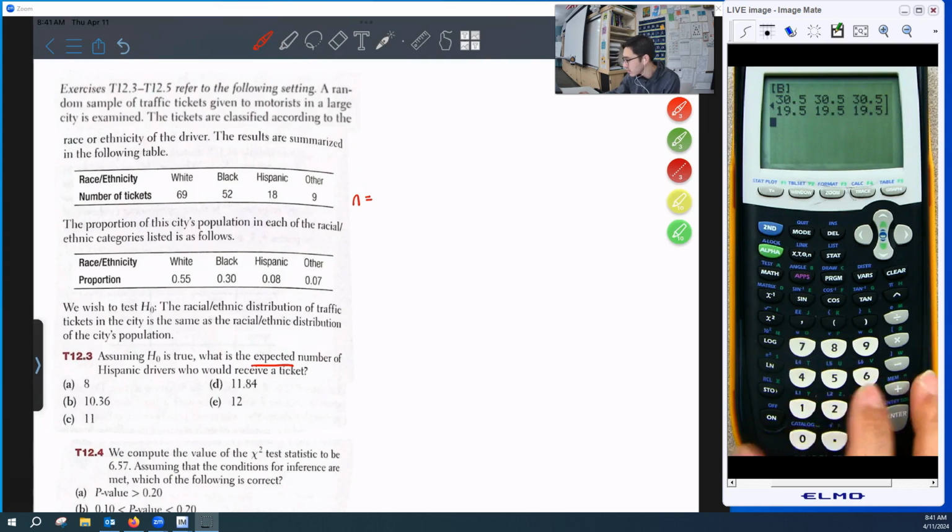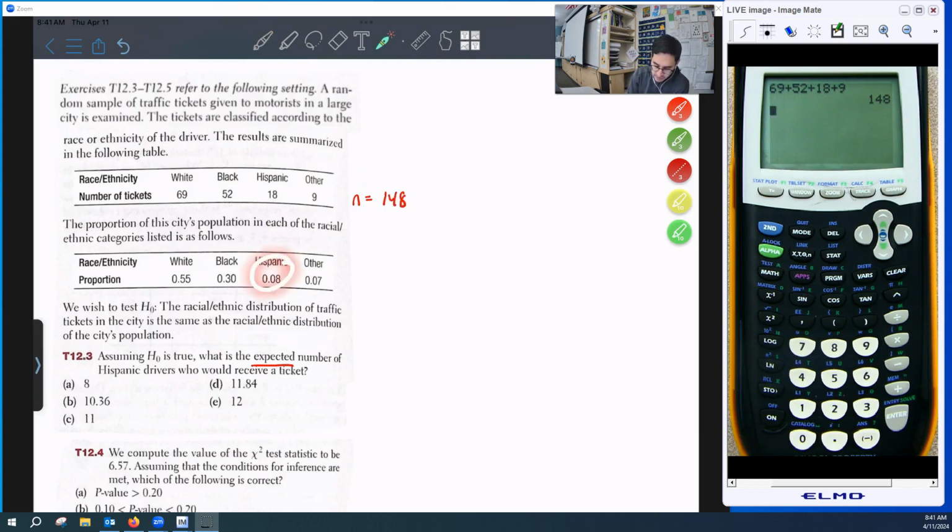So we got 69 plus 52 plus 18 plus 9. Okay, 148. All right, so let's figure out what is 8% of 148. Okay, it's about 11.84. Okay, so 0.08 times 148 is 11.84. All right, choice D.